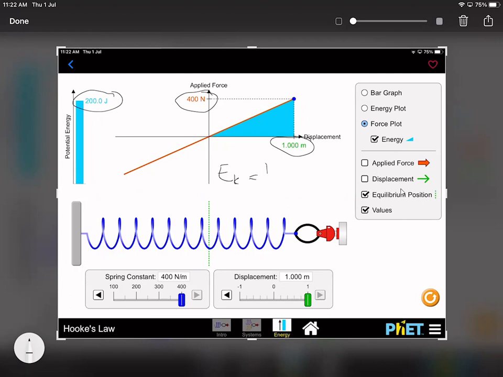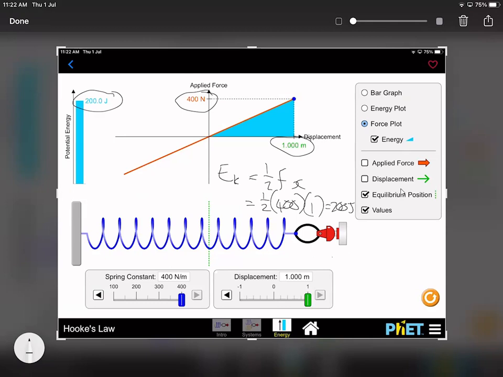Correct. It's a half F x. In that case, I'm not using the spring constant. I'm using the force applied, F, which is 400, and x, which is 1. So a half of 400 is 200, and that's in joules.